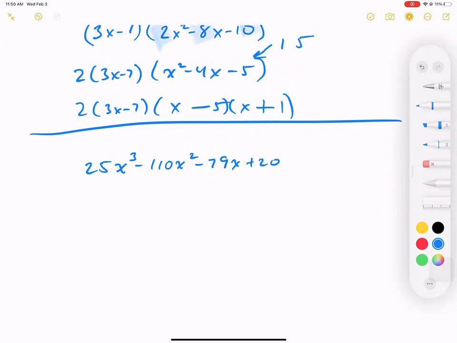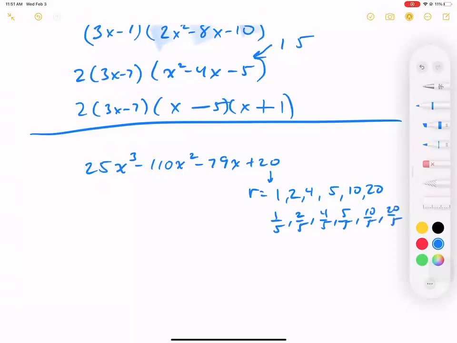Our possibilities for the back, where R is making up 20, are 1 and 20, 2 and 10, 4 and 5, and we're done because we're swinging back around. Now we have to take the front into account. The possibilities for that are 1 over 5, 2 over 5, 4 over 5, 5 over 5, 10 over 5, and 20 over 5. And take a look, some of these repeat. 1, 2, and 4 all repeat up here.